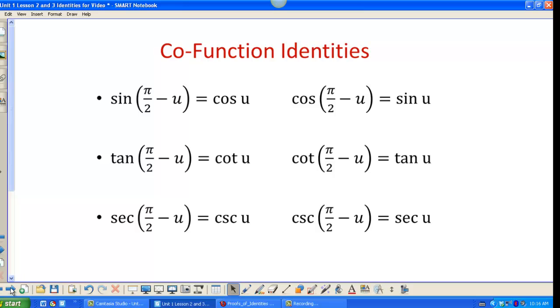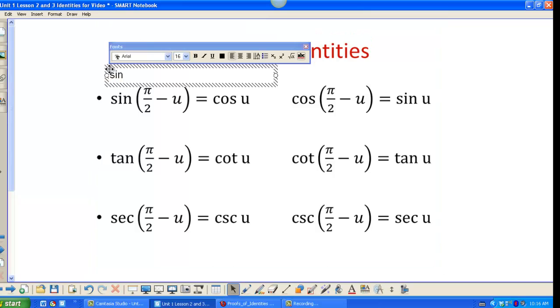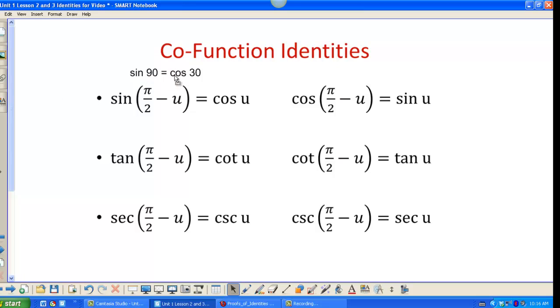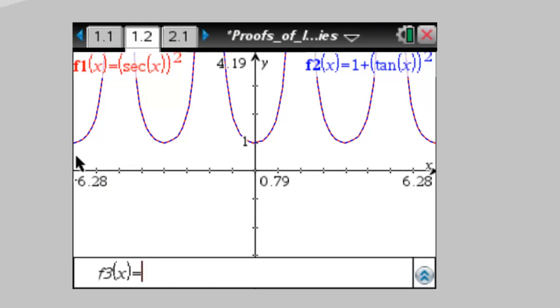Now we have the cofunction identities, where we've talked about the sine of pi over 2 minus u equals the cosine of u. So basically what we're saying is, if I take the sine of 90 degrees, it is equivalent to the cosine of 30. Cofunctions mean if I take the sine and the cosine, the tan and the cotangent, the secant and the cosecant of complementary angles, they are the same.